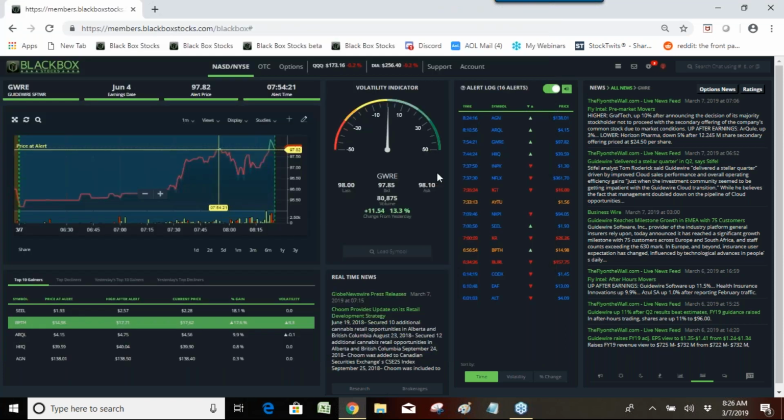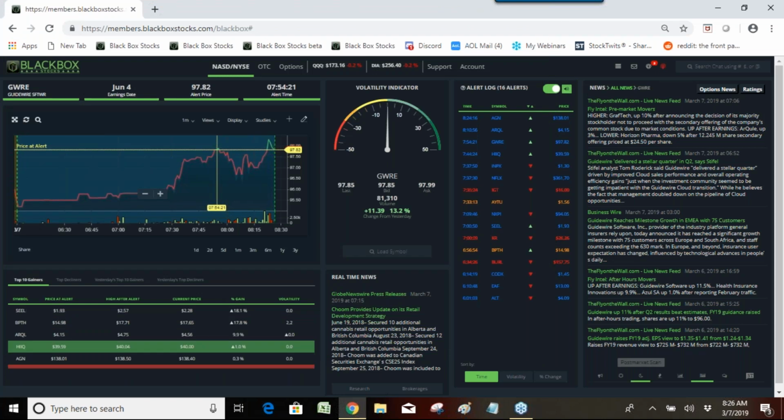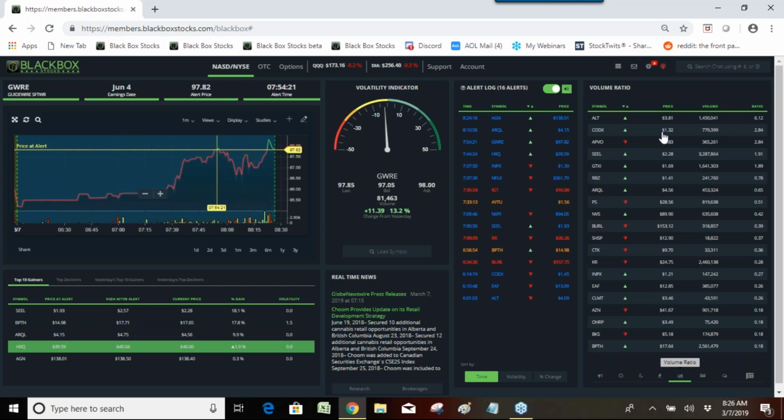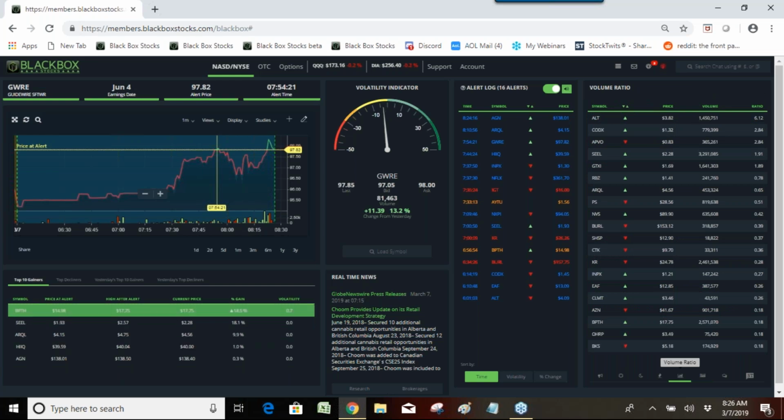There's our Guidewire. So anyway, ALT, I love to go down through these, the top volume ratios. Why did it trade 6 times? Let's always know this information. CODX, why did it trade almost 3 times? And it also got a black box alert, right? So ALT got one as well. So actually, I'm going to go through every one of these every day.